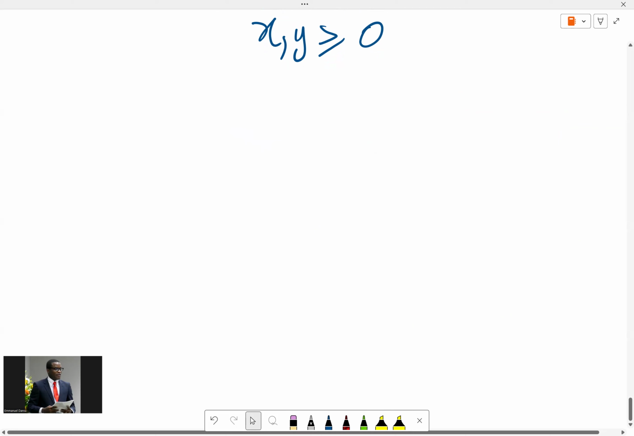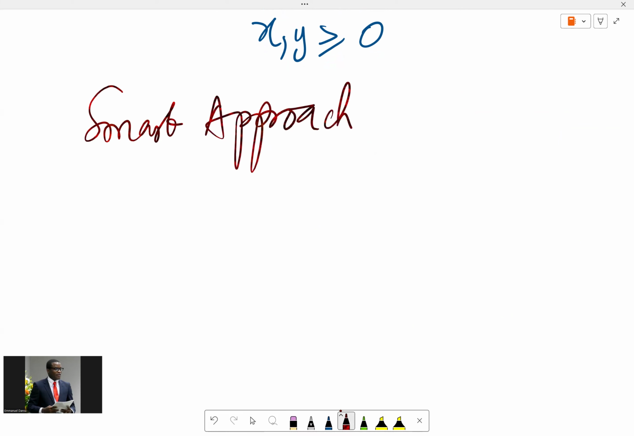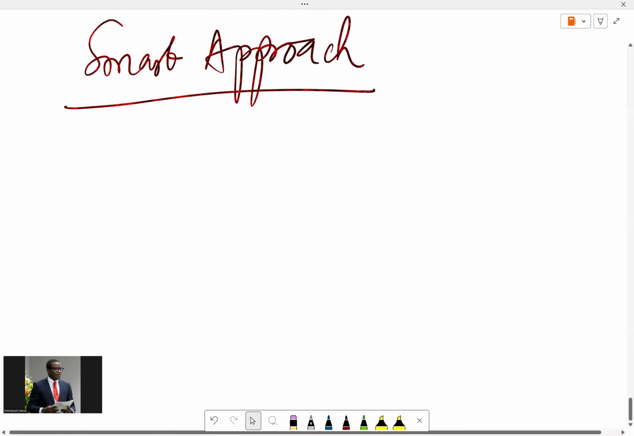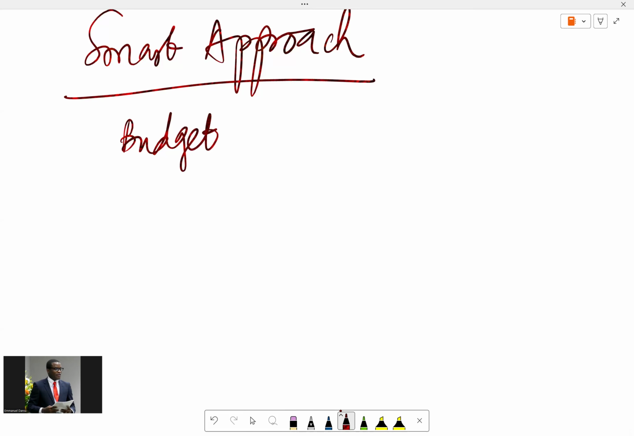So you can already see straight, how do I say it? Let me say a smart approach: as you're reading the question, you're writing it down straight so that you can see how it looks. So a company has $20,000. That's just like budget is less than or equal to $20,000, something like this.